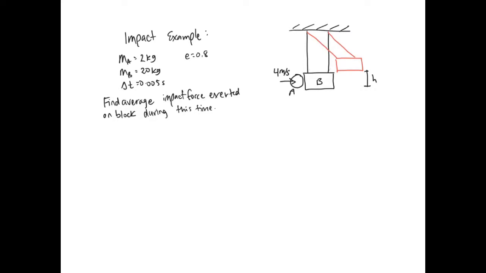So we have a mass of A here of 2 kilograms. We have a mass B here of 20 kilograms. And the question tells us that the force of A onto B takes 0.005 seconds. So we have a delta T. And we also have an e value for our coefficient of restitution. And the question is asking us to find the average impact force exerted on the block during this time.